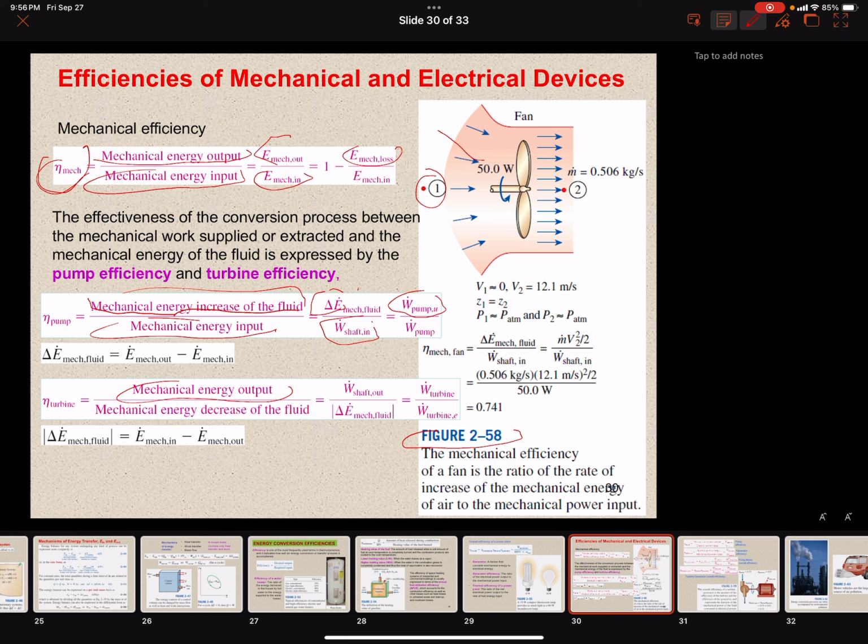And if we look at the mechanical equation, we can see there is no change for the kinetic energy, V initial is 0 and V final is 12.1. For the potential energy, there is no potential energy and there is no flow energy or flow work. So we will be left with this term multiplied by the mass flow rate, the kinetic energy multiplied by the mass flow rate over the rate of the shaft work, and when we divide these by each other, we will get the efficiency is almost like 0.74, which is 74% efficiency.